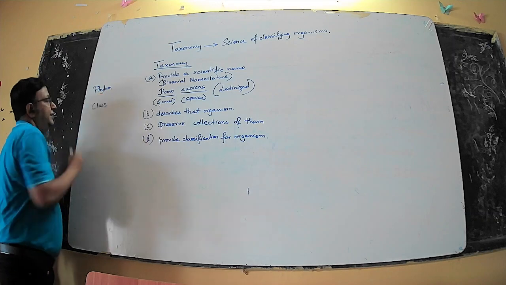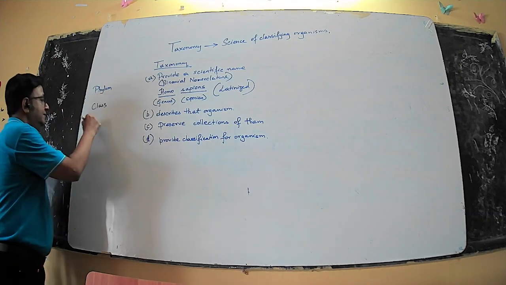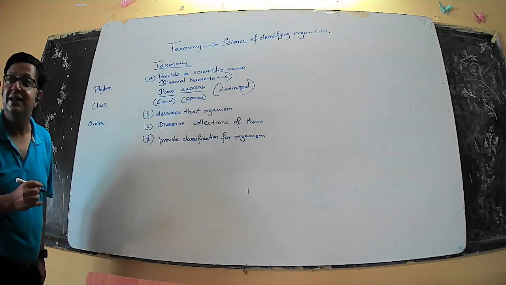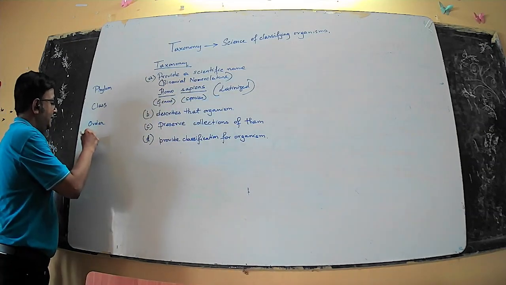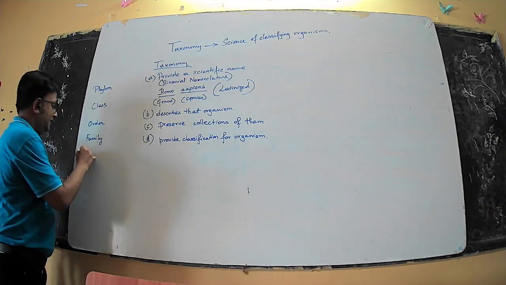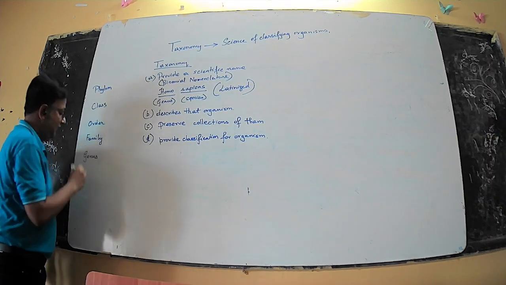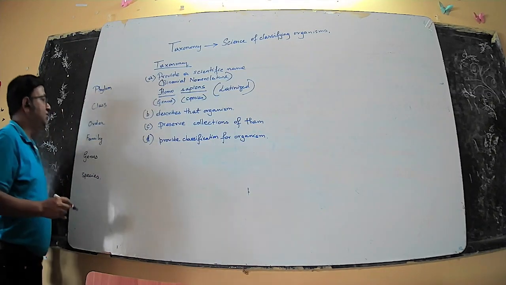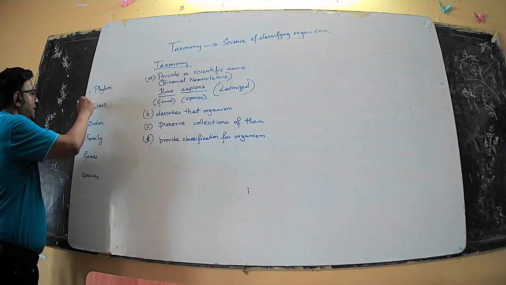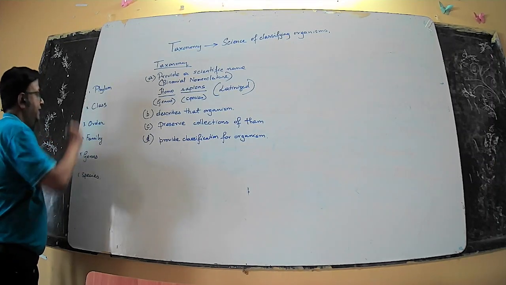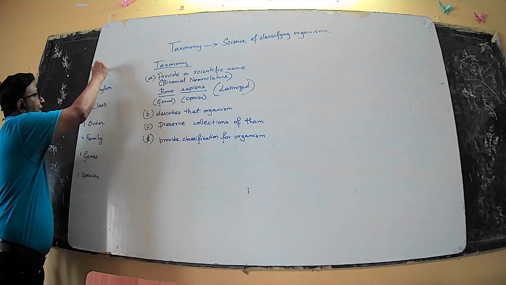Class. Order. Family. Genus. Species. So how many are there? 1, 2, 3, 4, 5, 6, and above phylum, kingdom.